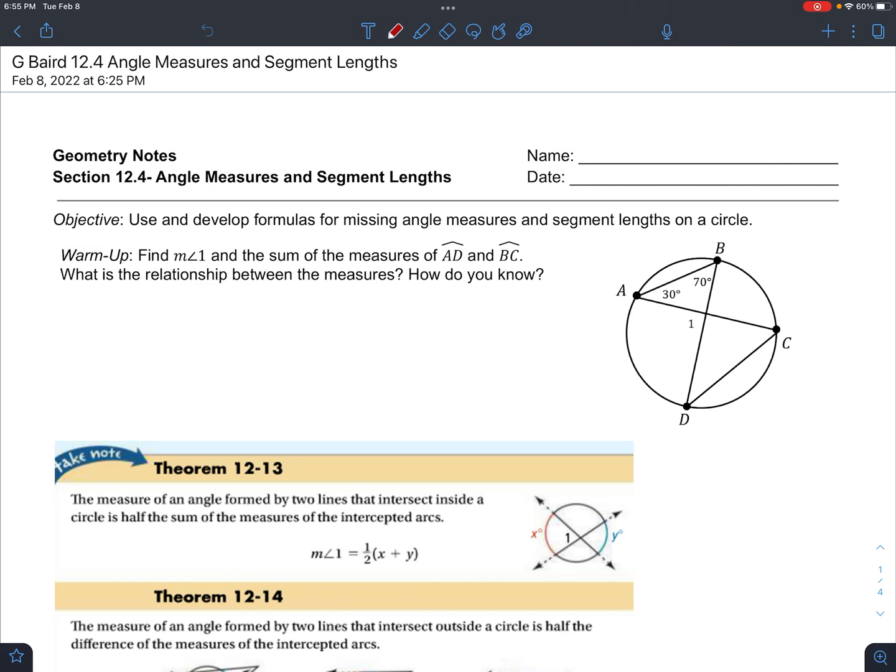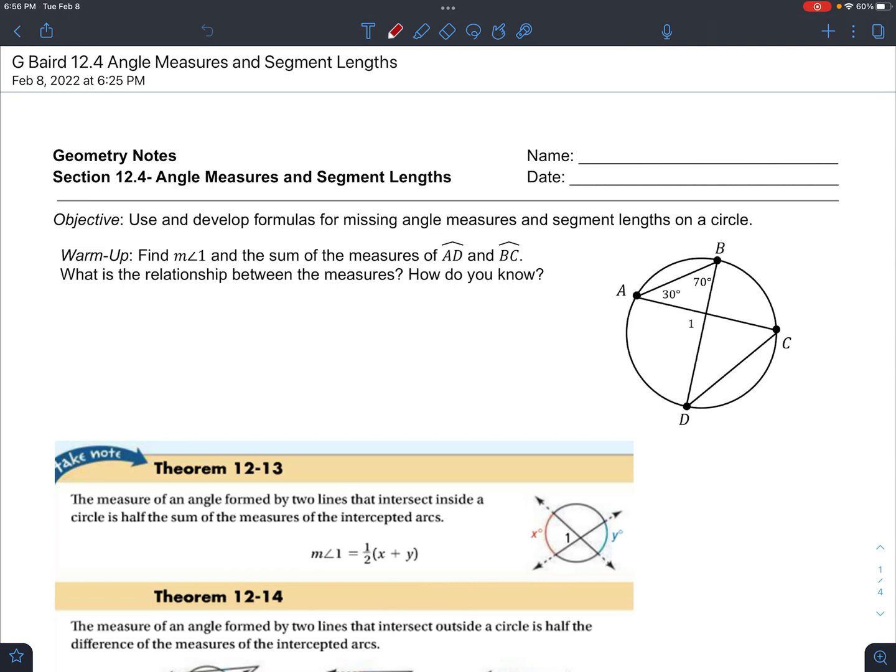So we're gonna talk today about angle measures and segment lengths. We've spent some time talking about arcs and central angles, inscribed angles, all those things. Now we're drawing it together and learning a few theorems that can help us solve for certain parts in a circle. For a warm-up, what we're going to do in class is try and figure out what angle 1 is and figure out the sum of those two arcs. And we're going to try and draw a relationship from them.